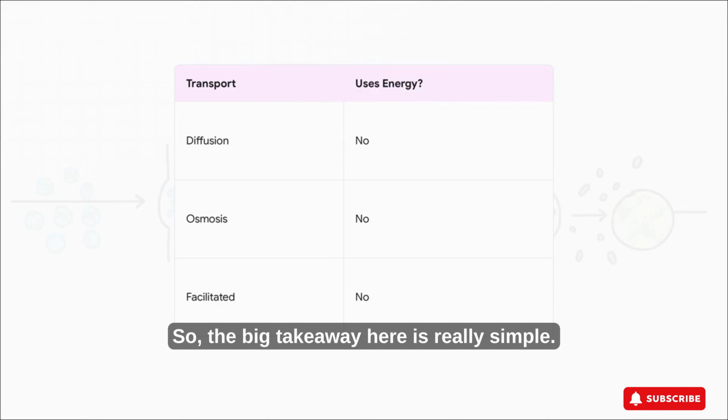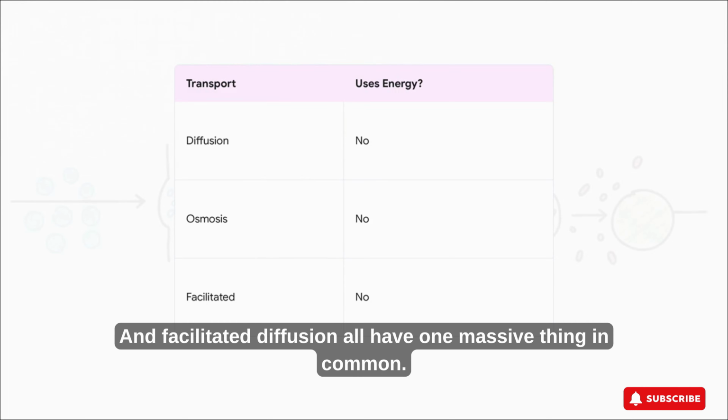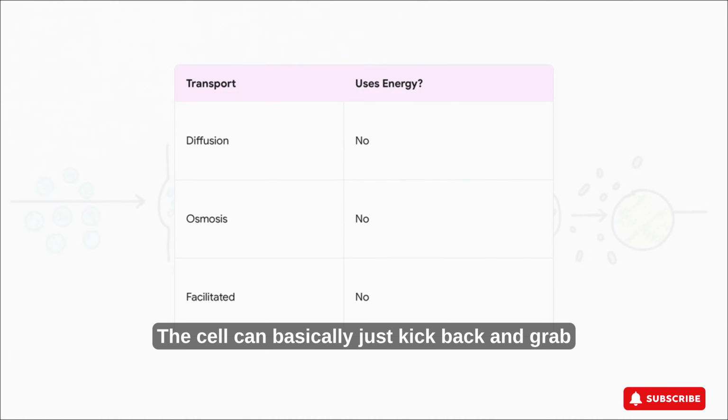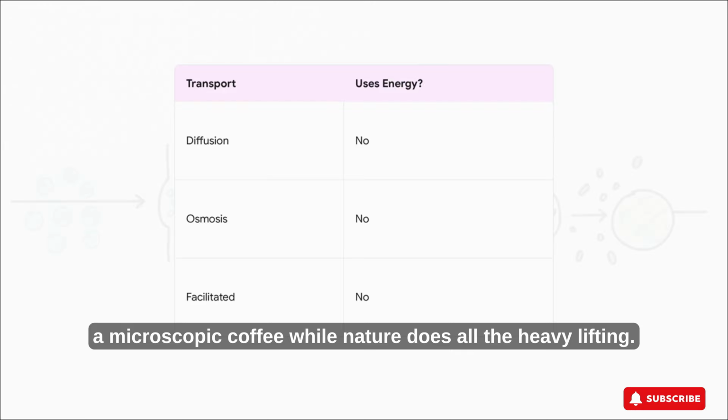So the big takeaway here is really simple. Diffusion, osmosis, and facilitated diffusion all have one massive thing in common. Do they use energy? It is a resounding no across the board. The cell can basically just kick back and grab a microscopic coffee while nature does all the heavy lifting.